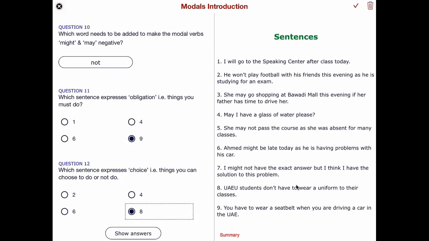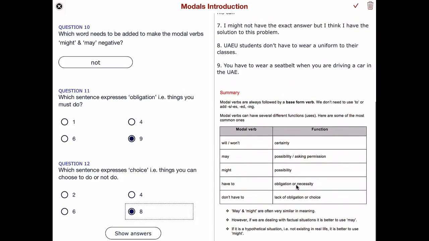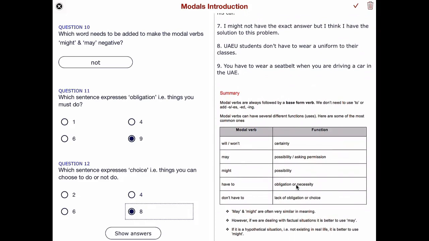Okay? Like I said, you should have worked with modals before, and you should know these words. Okay? If you're not 100% sure, we do have a small summary for you down here. But the best thing to do right now is practice. Good luck.